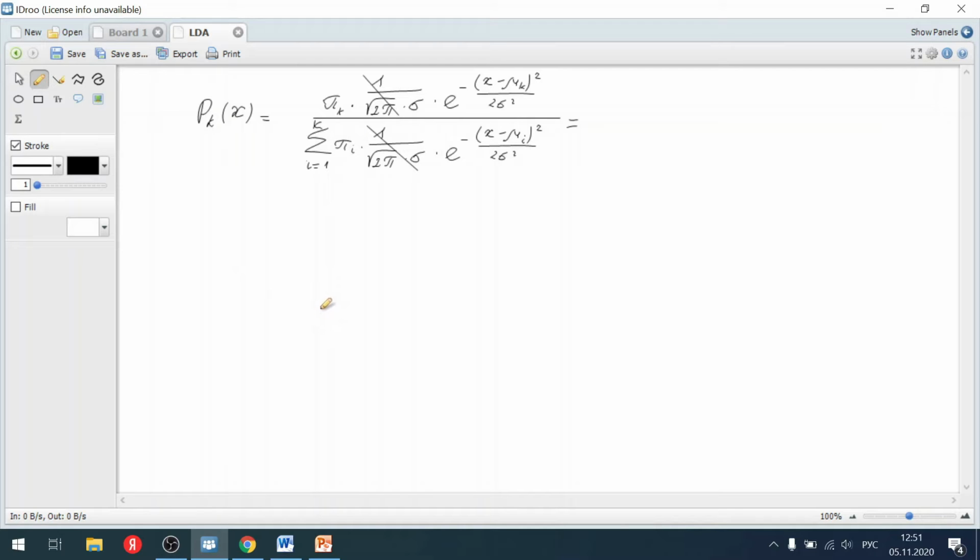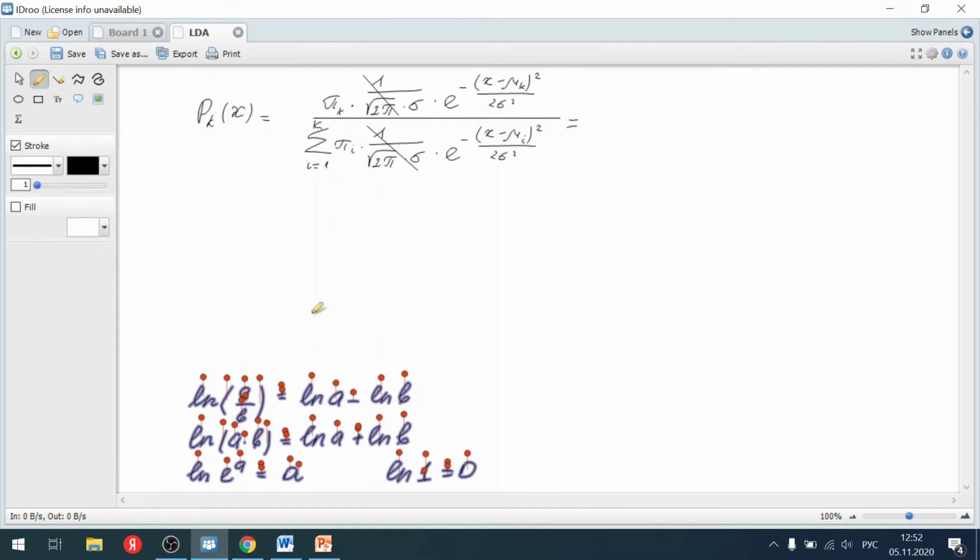Now we will remember some important properties of logarithms which will help us to work with this formula. First of all, the logarithm of a fraction is a difference between two logarithms. A logarithm of a product is a sum of logarithms. When we take the logarithm of an exponent, we get the power of the exponent. Logarithm of 1 is 0. Now we use these properties and rewrite our formula.